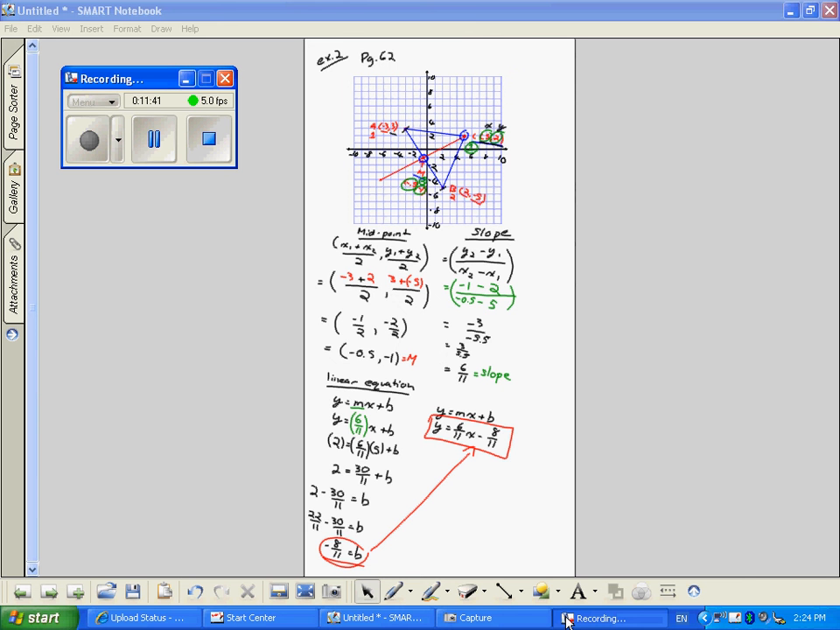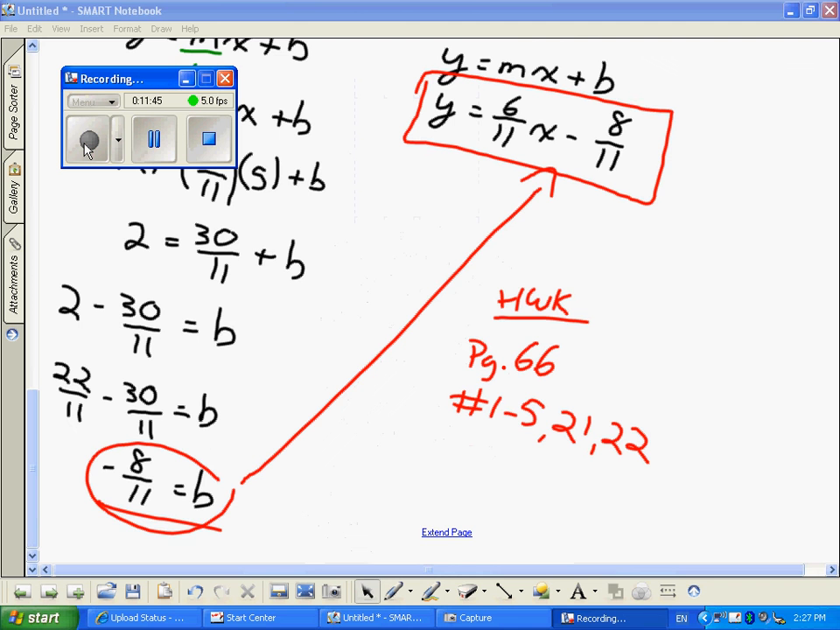Which question are we doing? We're doing example 2. We finished example 2. So, okay, that's your homework. Page 66, numbers 1 to 5, 21, and 22. If you can't do 22, it's all right, but try it. It'll help with your understanding if you can.